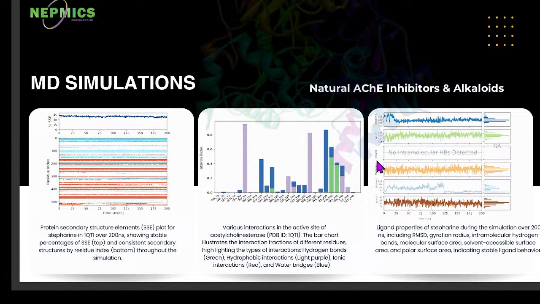And next is intermolecular hydrogen bonding. So we didn't detect any kind of intermolecular hydrogen bond. In this case, if we see any intermolecular hydrogen bond, then that can make the molecule unstable, or unspecific binding can also occur. So in this case, the result is quite satisfying as well.